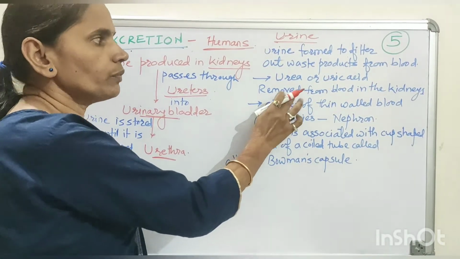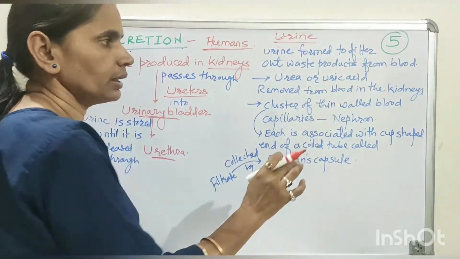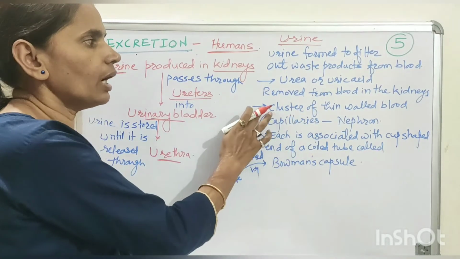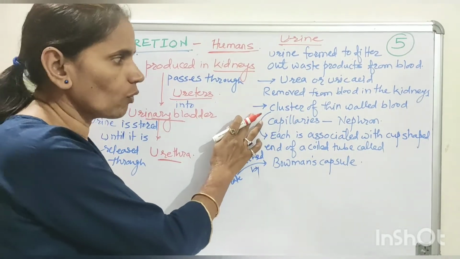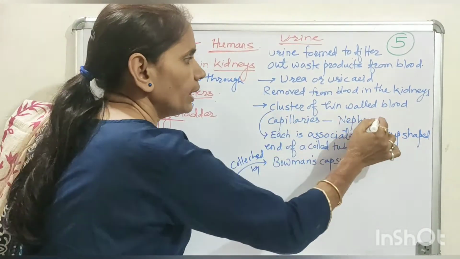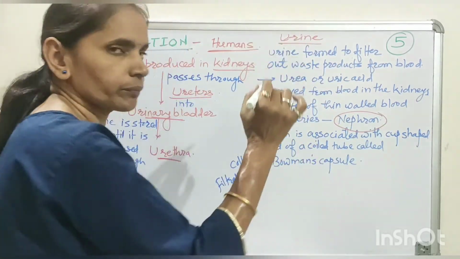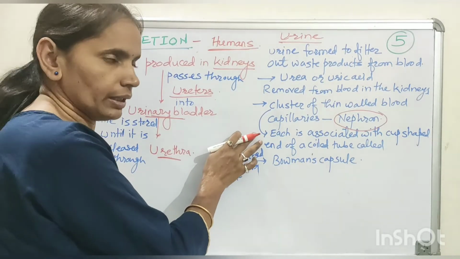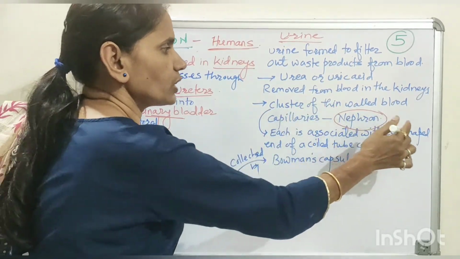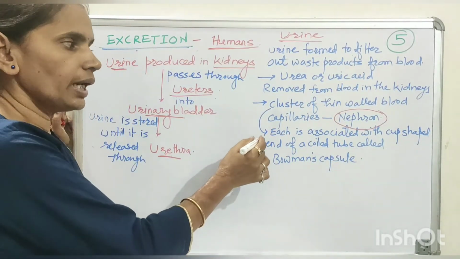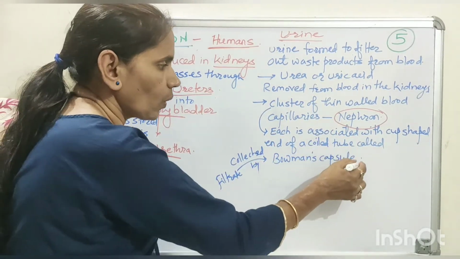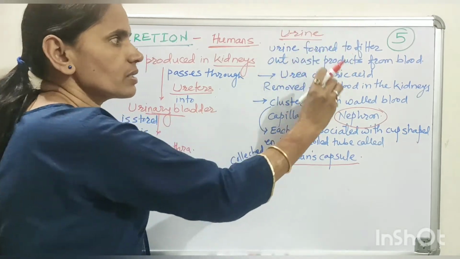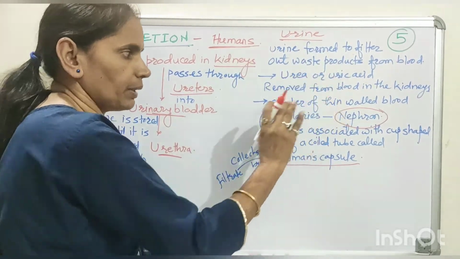So these are removed from the blood in the kidneys. Now how is it possible? Because the kidneys have a cluster of thin walled blood capillaries that are called nephron. Each of these clusters of capillaries is in association with the cup-shaped end of a coiled tube called Bowman's capsule. So the kidneys consist of clusters of blood capillaries.